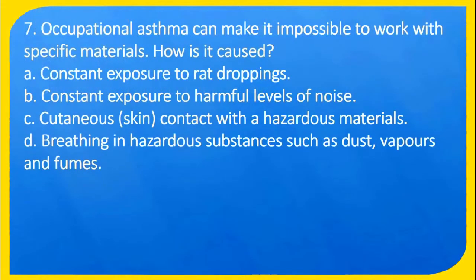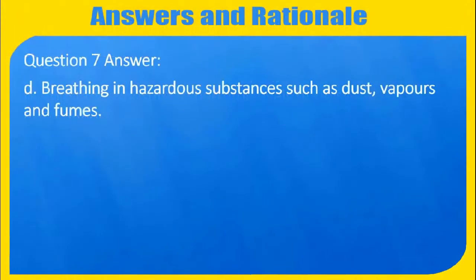Question 7. Occupational asthma can make it impossible to work with specific materials. How is it caused? A. constant exposure to rat droppings. B. constant exposure to harmful levels of noise. C. cutaneous, skin, contact with the hazardous materials. D. breathing in hazardous substances such as dust, vapors and fumes. Question 7. Answer D. breathing in hazardous substances such as dust, vapors and fumes.